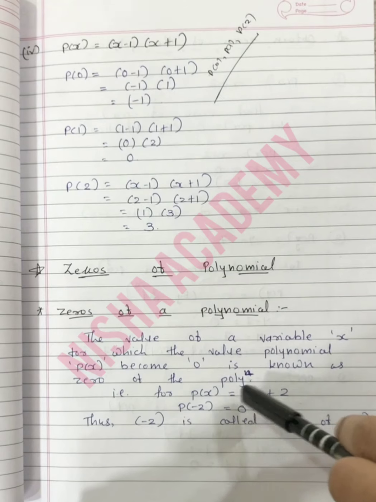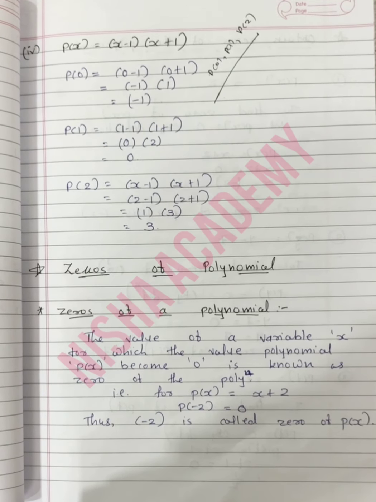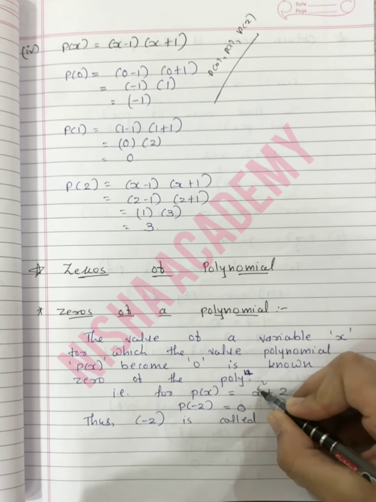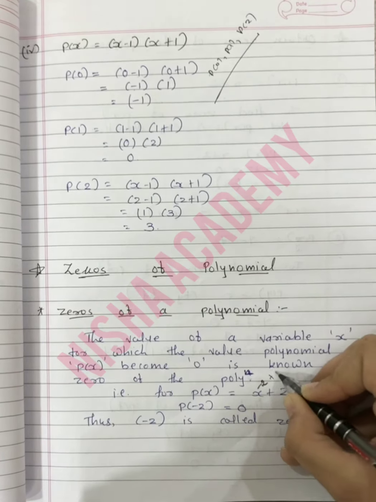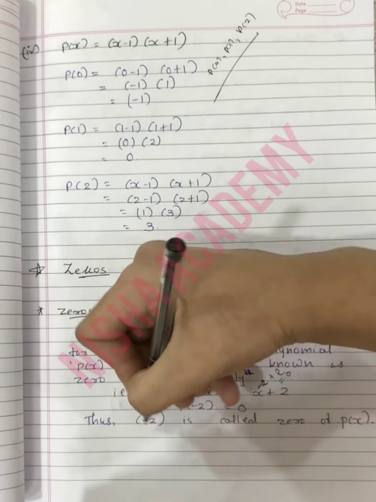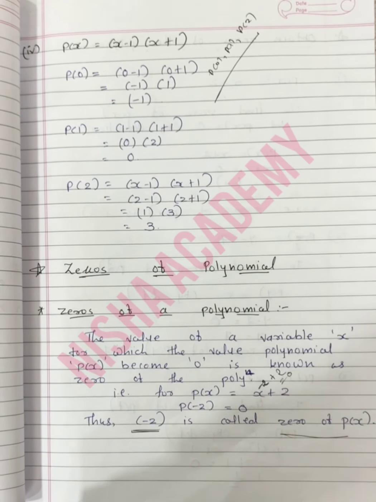We will understand by one example. Take p of x equal to x plus 2. We have given one polynomial p of x equal to x plus 2. Now take x equal to minus 2. So p of minus 2 equal to 0. Why? Because here you can write minus 2 in place of x, plus 2, so the answer is 0. Thus minus 2 is called a zero of p of x.